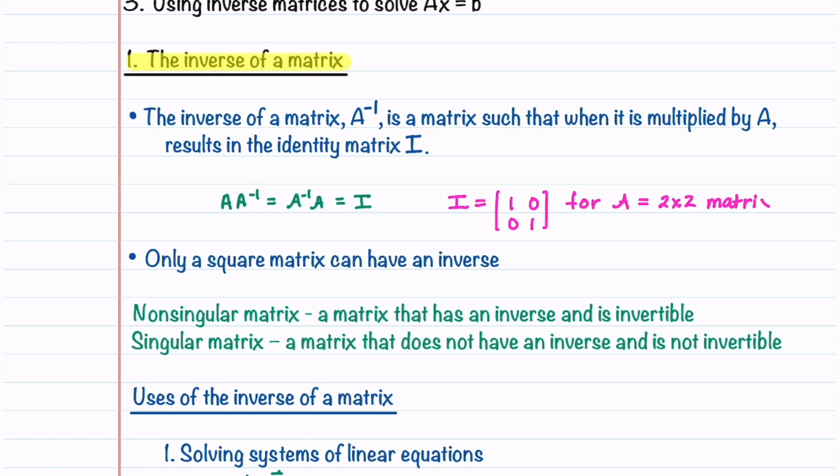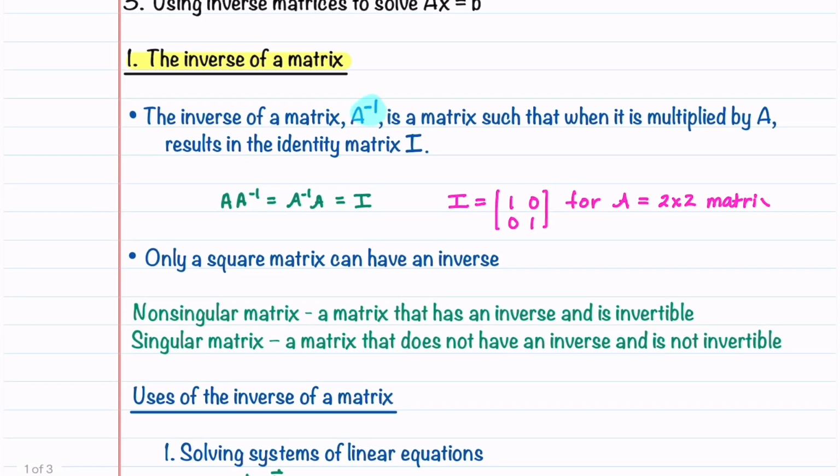The inverse of a matrix, written as A inverse, is a matrix such that when it is multiplied by A, results in the identity matrix. When we multiply A inverse on the left by A, or A inverse on the right by A, we get the identity matrix. Just as a reminder, the identity matrix is this matrix when A is a 2x2 matrix.